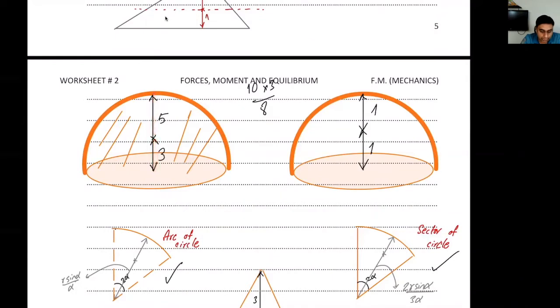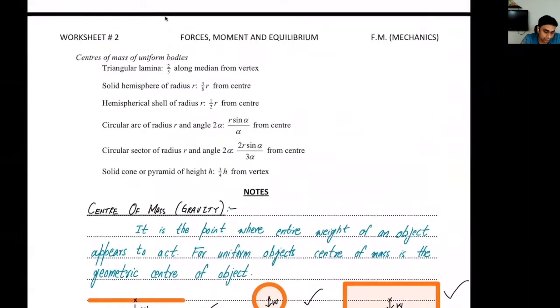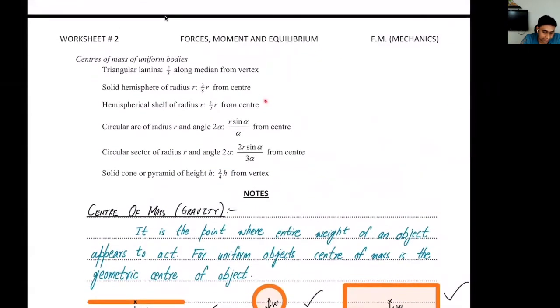ऐसे ही अगर आपके पास हेमिस्फेयर है, सॉलिड हेमिस्फेयर नहीं है, just a hemisphere, so it will be 1:1 ratio. ये देखें इस तरह से लिखा हुआ है. For a hemispherical shell means hollow, it's half r from the center. Again something I don't need to learn, मुझे याद रखने की जरूरत नहीं है.